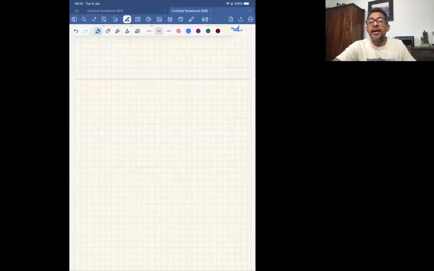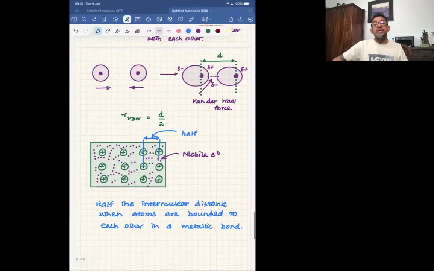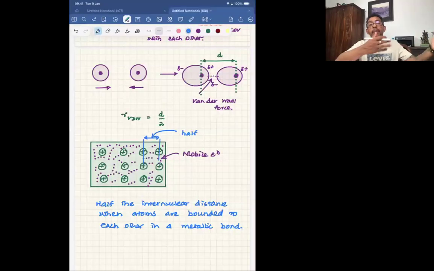Why don't nuclei get close to each other in Van der Waals radius? Nuclei don't get closer to each other because nuclei repel. Nuclei have positive charges. If they come close to each other, they repel. So here also the same thing. Electrons also repel. They are repulsions.